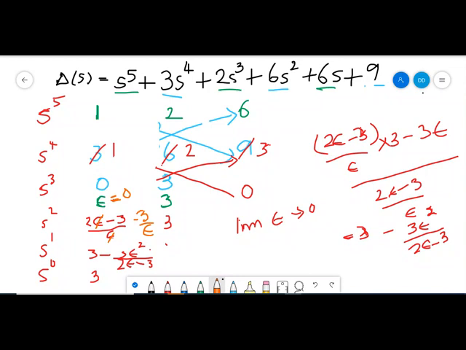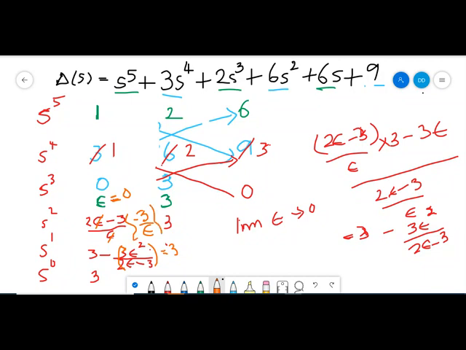But we are not interested in the magnitude. We are interested only in the sign in order to decide the stability. Then s to the power 1, it is 3 minus 3 epsilon square divided by 2 epsilon minus 3. It is 3 into 0 square. Anyway, these terms become 0. So it will be 3. We will not consider the magnitude of this. We will just consider the sign.